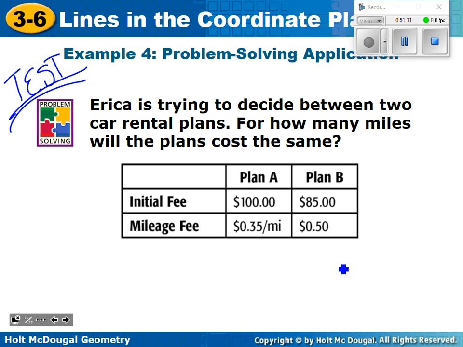So it says Erica's trying to decide between two car rental plans. For how many miles will the plans cost the same? And there's one typo. This mileage fee is 35 cents per mile. This one should be 50 cents per mile. They left off the per mile. Okay, so if she walks in to rent a car in Plan A, she's going to pay an initial fee of $100 and then 35 cents for every mile. If she goes in under Plan B, she pays $85 just to rent the car and 50 cents for every mile. Which of these pieces of information look like slope?